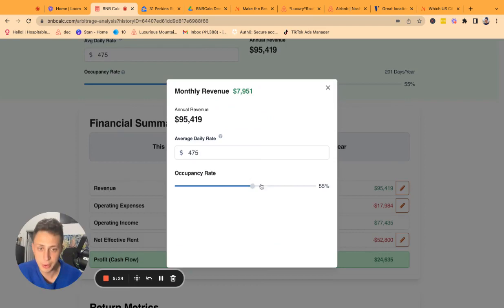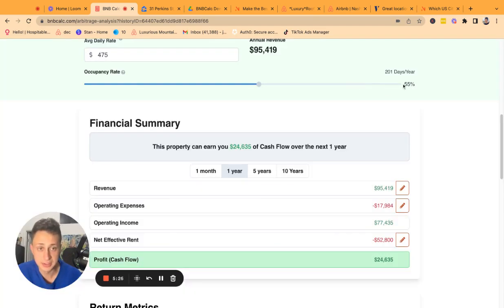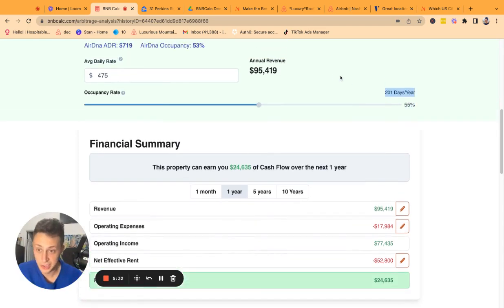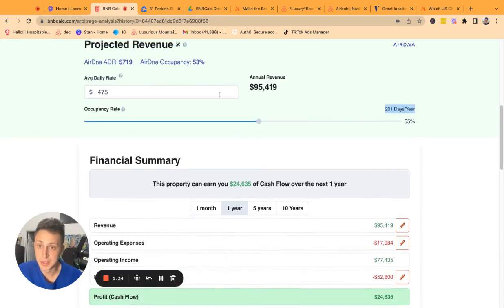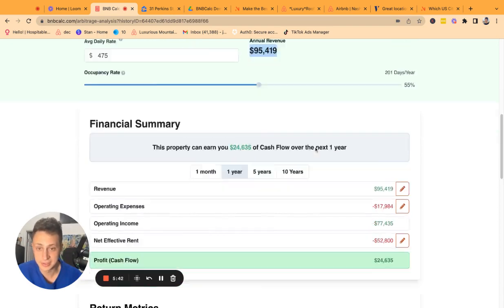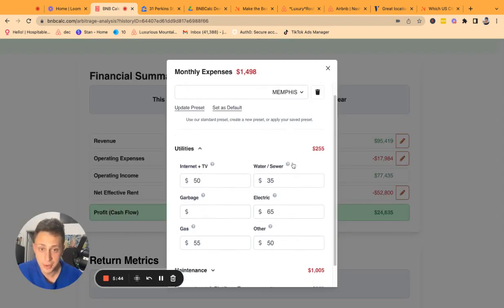We're going to look. So we have our revenue, which is going to be that occupancy percentage times 365 days in a year, which comes up with 201 days a year being rented. And then that average daily rate of $475 multiplied by that number of days that it's rented gives you $95,000 in annual revenue. We're going to have our operating expenses.